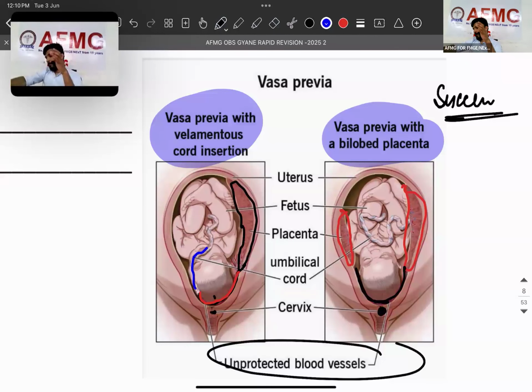Yes, sir. Now let's recap in just 2 minutes all the types of antepartum hemorrhage, but the main focus is on which part? Management part. Okay, you will remember the definitions, sir. Premature separation of normally implanted placenta is abruptio placenta.